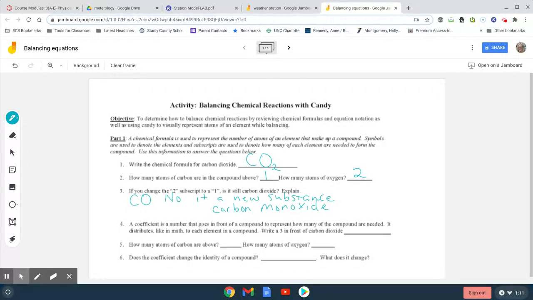A coefficient is a number that you place in front of a compound to represent how many compounds it is. So if we put a 3 in front of CO2, you're going to use your distributive property, like in math. 3 times this 1 here means that you have 3 carbon atoms. 3 times this 2 means you have 6 oxygen atoms. Does the coefficient change the identity of the compound? No. But it changes the amount of compound you have. So this is something you've got to understand here.